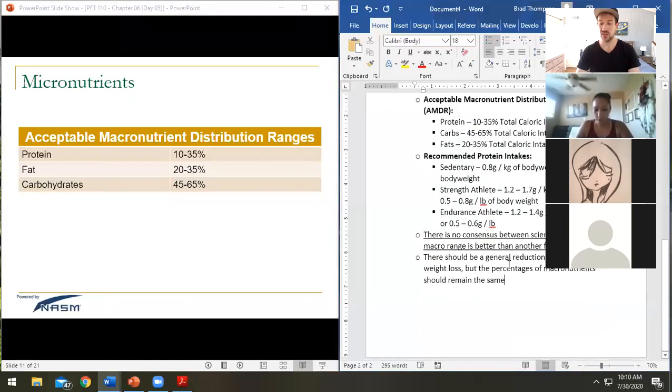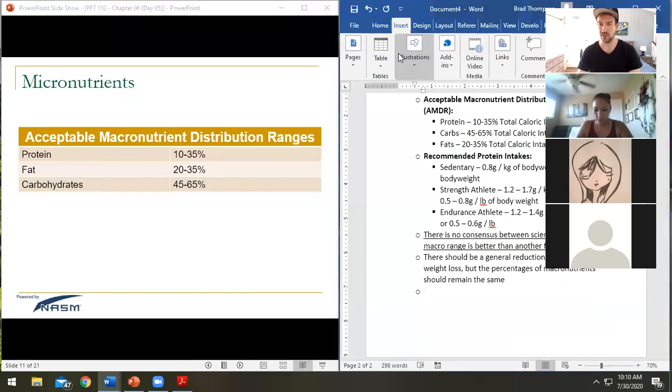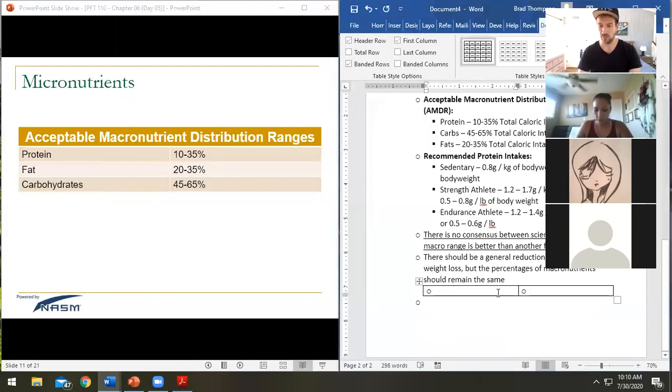Okay, so let's look at an example here. I'm going to put a table in here. So this is scenario 1. This is scenario 2. In both of these, our client weighs 200 pounds.